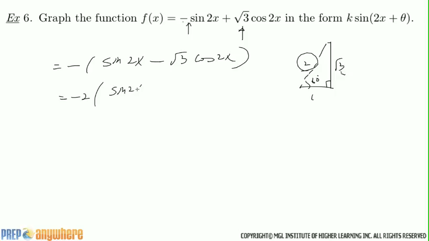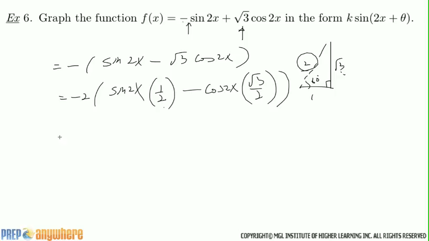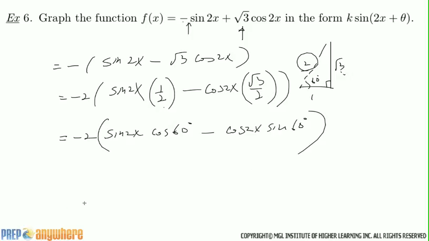And we get a half here. Cosine of 2x, and you get a root 3 over 2 here. So you can see that the half, you can replace it with a cosine of 60 degrees. And this one you can replace with sine of 60 degrees. So you get a minus 2, a sine of 2x minus 60 degrees. Done, right?